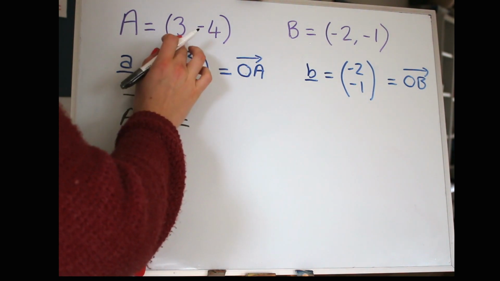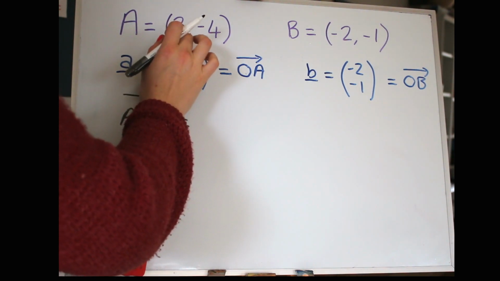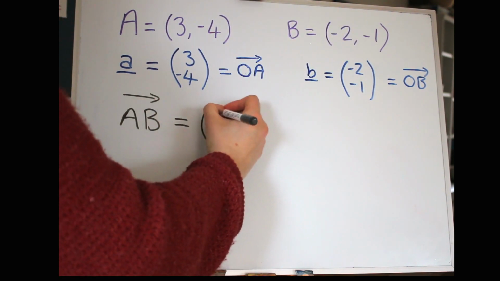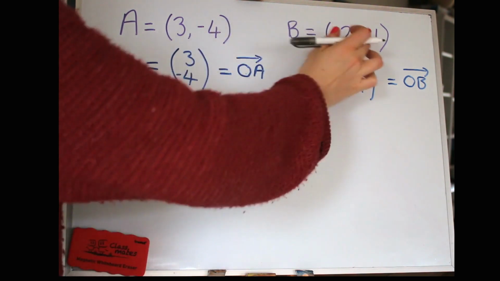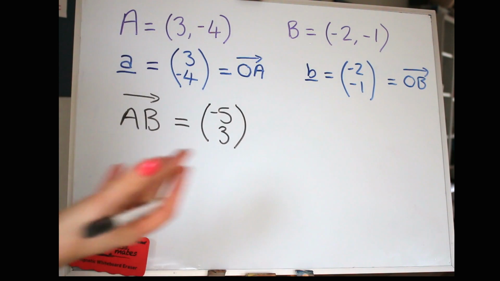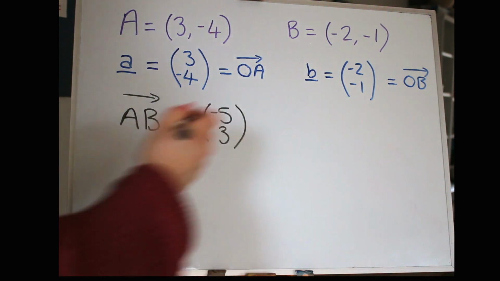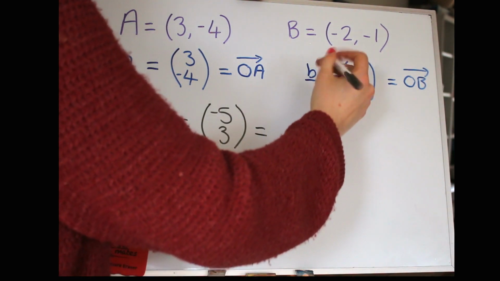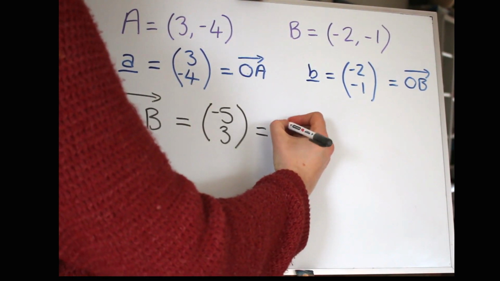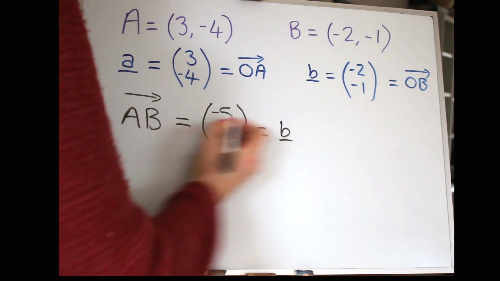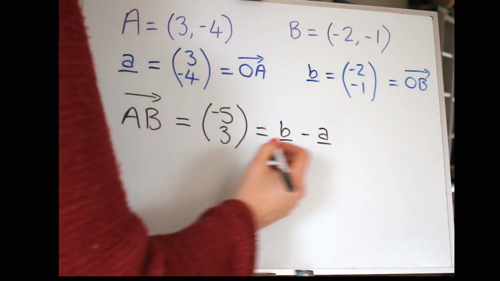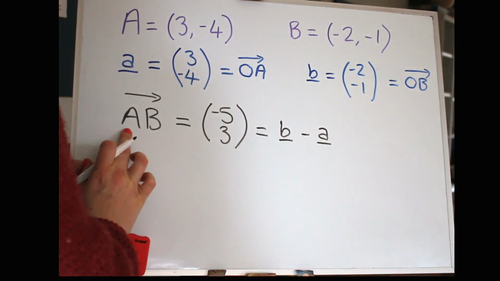So let's look at the x-coordinates. To get from 3 to minus 2, I need to take off 5. And to get from minus 4 to minus 1, I need to add 3. That's the way I think of it. Another way you can think of it is this number take away this number. So some people, if you like a formula, would do it as the B position vector take away the A position vector. So this one take away this one.